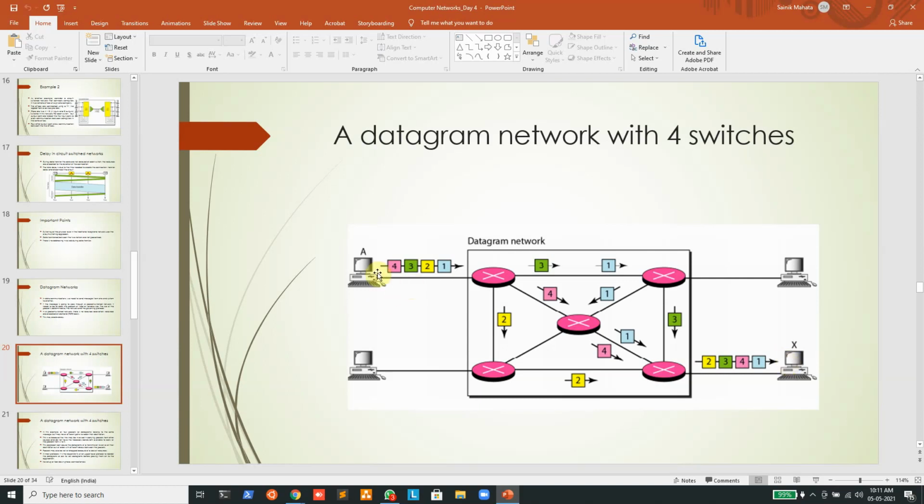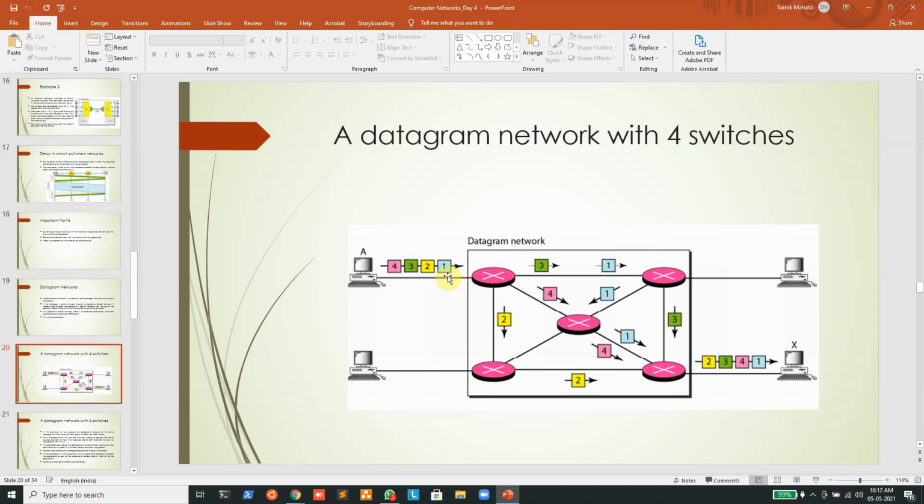Again, we can see that the order in which the sender is sending the data is not the same as the order in which the receiver is receiving the data. So, the receiver must have some mechanism to reorganize the data into its specific order. Also, whenever we are sending packets like this, the packets are not following a specific route.